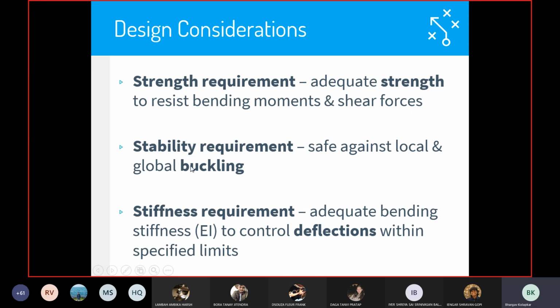Second, there's a stability requirement, meaning that the individual elements and the beam as a whole should be stable. Now, what do we mean by stability? What we mean here is that it should be safe against local or global buckling. Wait a minute. Are we talking about beams, right? So where does buckling come into picture? Now, we talked about buckling in compression members. Did we talk about buckling in tension members?